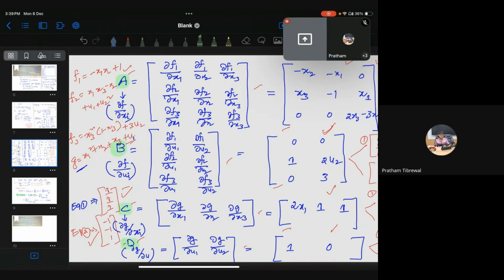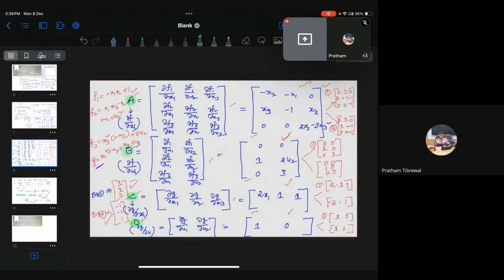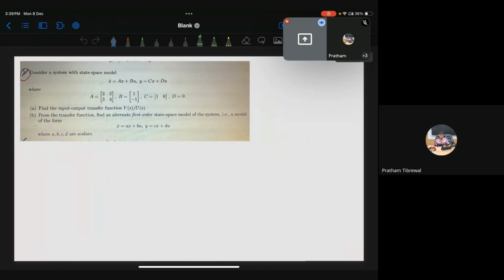Am I clear? Yes, sir. From those, you should remember these A, B, C, D matrices terms. Directly you can calculate the matrices. That's the intention here. Okay, next question.